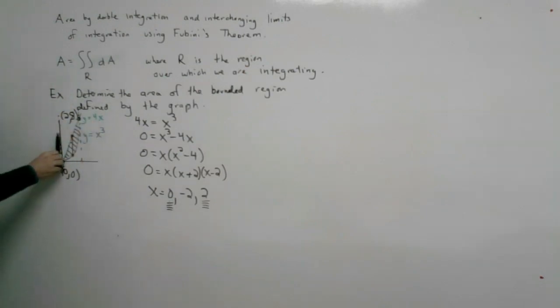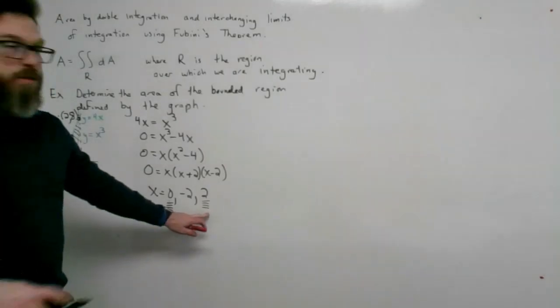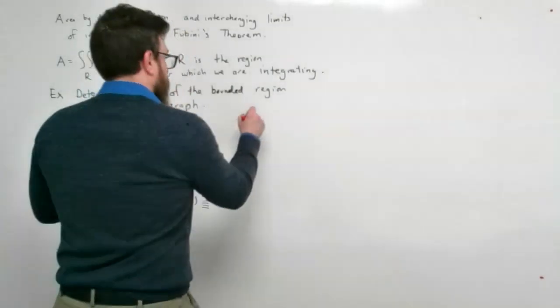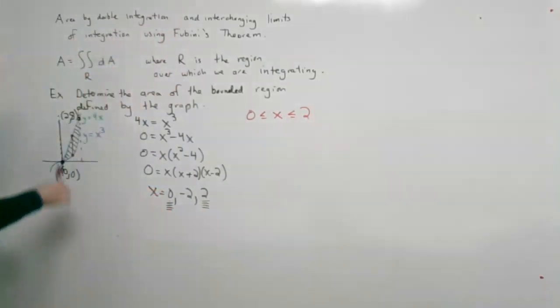Now I'm only asking for these vertical dotted lines, so this is going to be your start and stop, which is going to be your 0 and 2. So x is going to be bounded between 0 less than or equal to x less than or equal to 2. That's these vertical dotted lines.